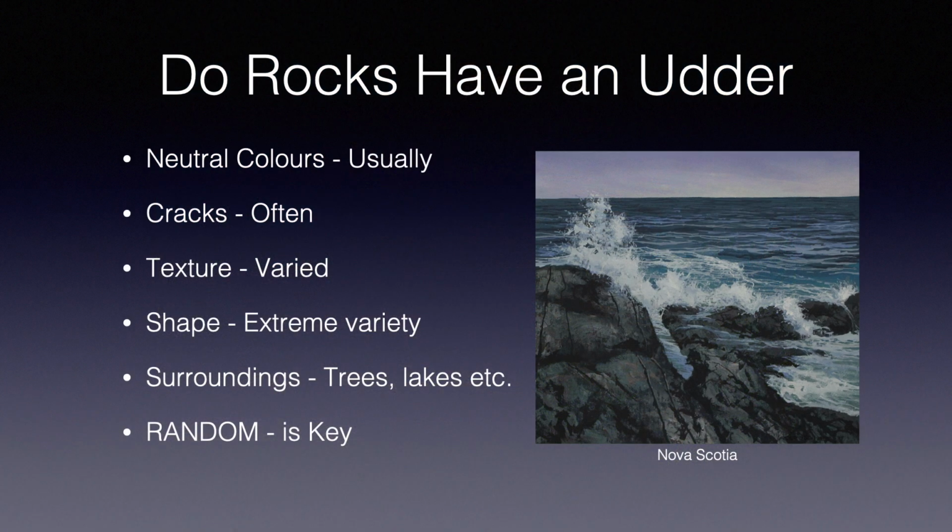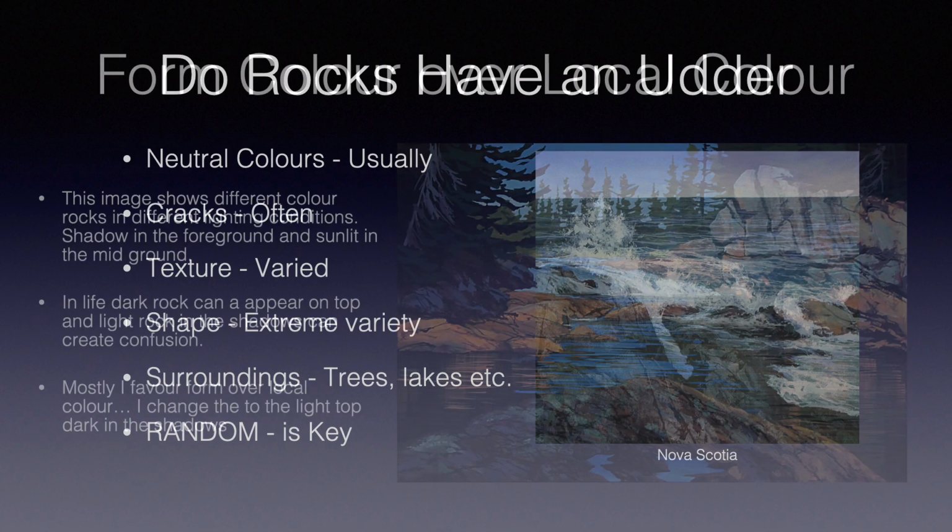Do rocks have udder? Neutral colors usually, cracks often, texture varied, shape extremely varied, surroundings like trees and lakes help you say rock. The key when you're doing rocks is random.